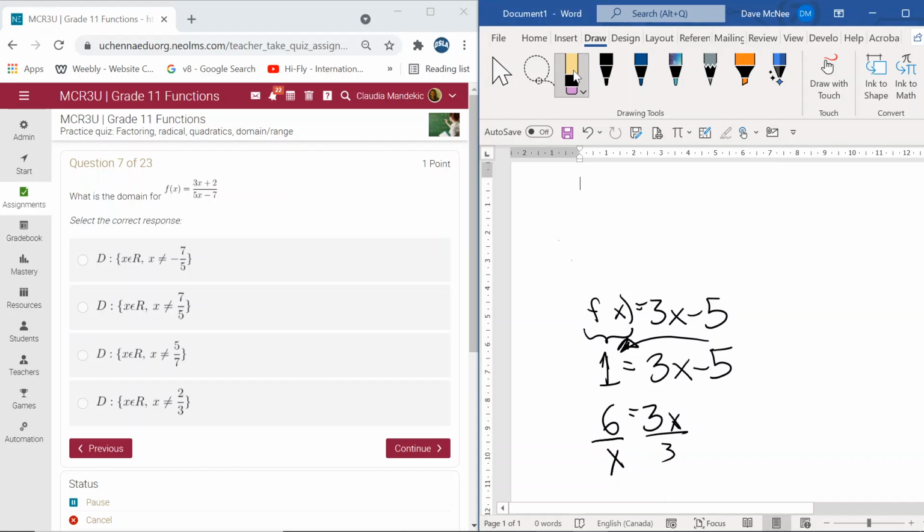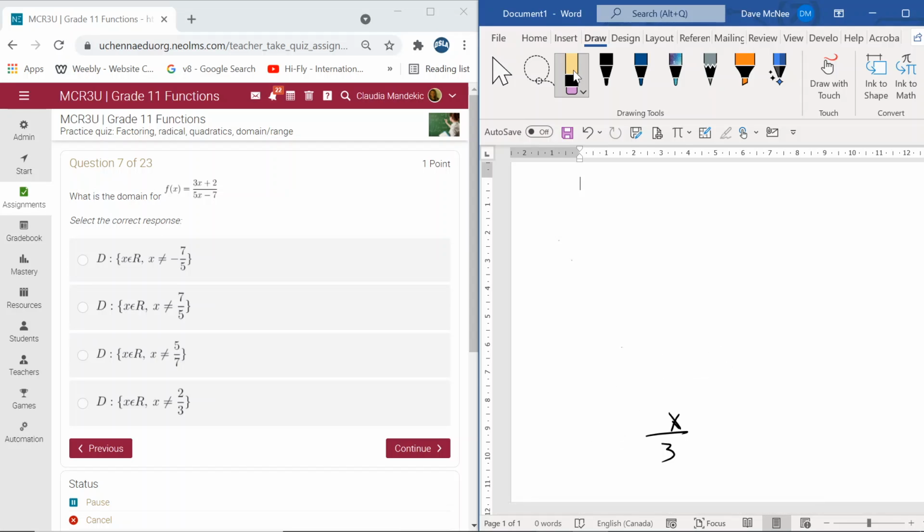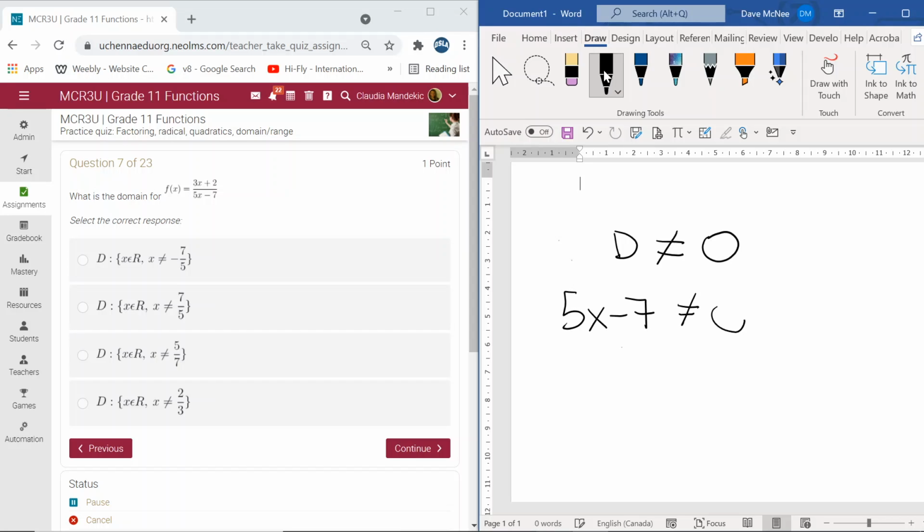7, what is the domain of this function? So when we talk about domain and we're given an equation, there's two concerns. One concern is when we have a denominator, and that's the case. This is the case with a denominator. We said in class that the denominator cannot equal 0. Well, in our case, what's the denominator? It's 5x minus 7. So that denominator cannot equal 0.